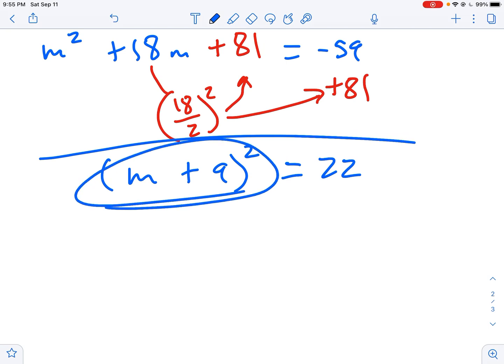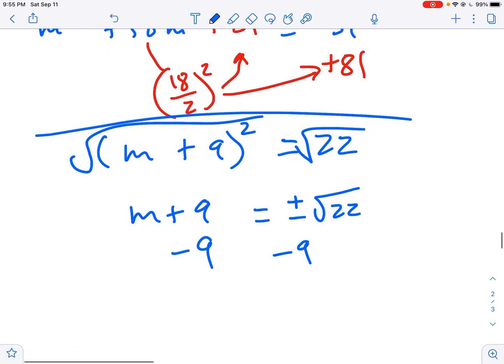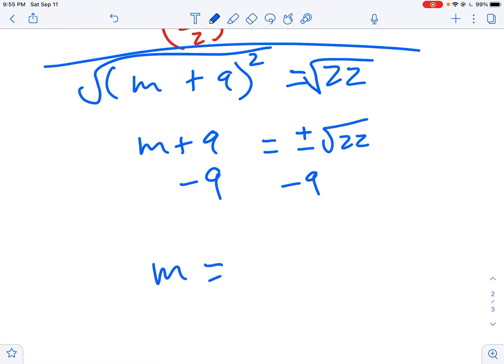Now that I have a binomial squared equals a number, I can square root both sides. It gives me m plus 9. On the right side, I'm going to get plus or minus square root of 22. This does not simplify. It's just 2 and 11, which there's no pairs of factors. So we'll leave it like that. Now my last step is just get my m by itself by subtracting 9. And now I got m is negative 9 plus or minus square root of 22.